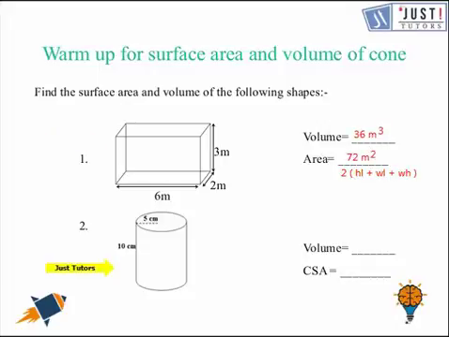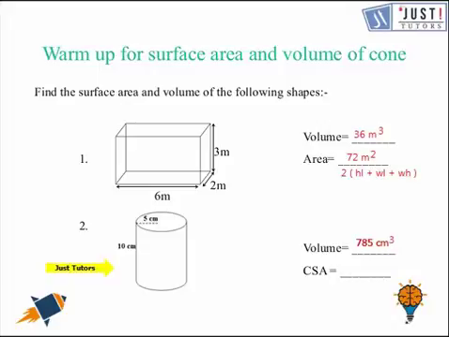In the next one, we have a cylinder. Volume of a cylinder is calculated by pi r squared h, and if we put the values in this, the answer will be 785 centimeters cubed.